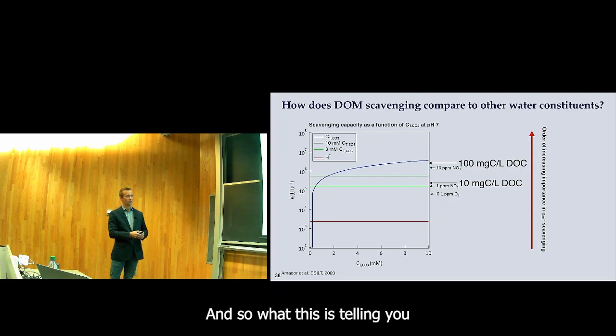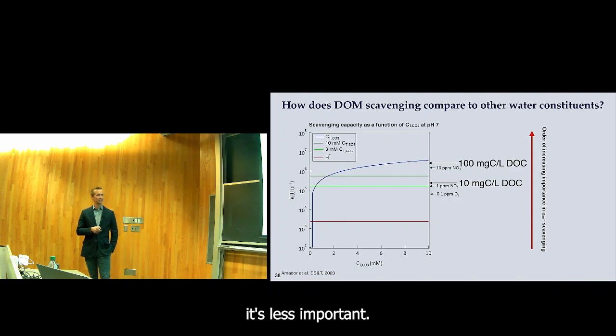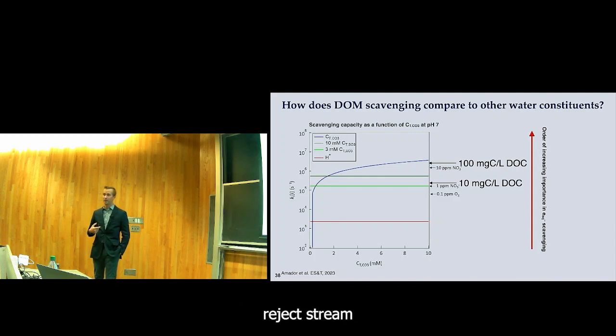And so what this is telling you is that at 10 milligram carbon DOC per liter, like very high for a source water, but still reasonable, it's less important. But at 100 milligram carbon per liter, the kind of situation you'd expect in a concentrated reject stream, DOC is going to be an important scavenger of aqueous electrons.